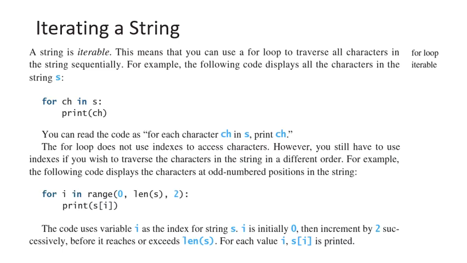A for loop does not use indexes to access characters. However, you still have to use indexes if you wish to traverse the characters in the string in a different order. For example, the following code displays the characters at even-numbered positions in the string. For i in range(0, len(s), 2), print s[i]. The code uses variable i as the index for string s. i is initially 0, then incremented by 2 successively before it reaches or exceeds the length of s. For each value i, s[i] is printed.